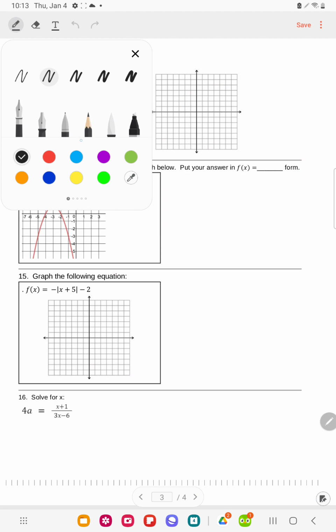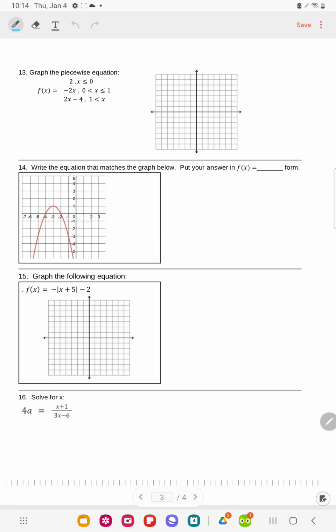Question 13. Graph the piecewise function. So let's look at it one piece at a time. We'll start with the first one, when x is less than or equal to 0. So where's x less than or equal to 0? Right here, and then the y value has to equal 2. So y is 2 over here, anytime the x value is less than or equal to 0.